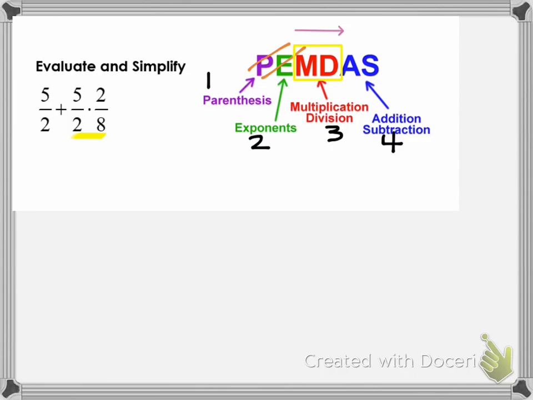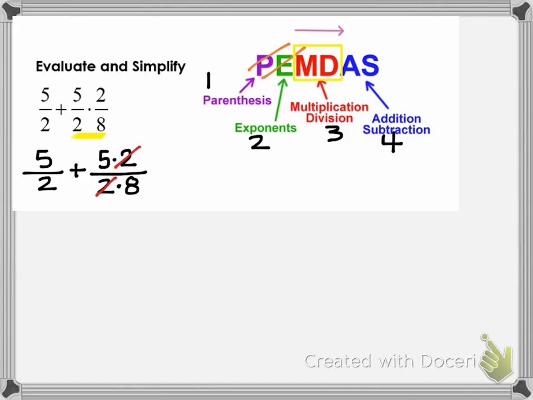So I need to do 5 halves times 2/8. So I'm going to recopy my problem. I start with the 5 halves plus. Now I'm going to multiply 5 halves times 2/8. Now notice what I did here with the fraction. When you multiply, you multiply the numerators and you multiply the denominators. So I combined it all into one fraction, where now my numerator is 5 times 2 and my denominator is 2 times 8. That allows me to divide out the common factor of 2.